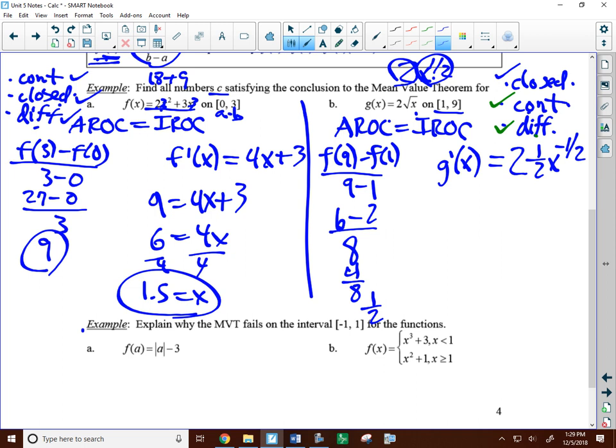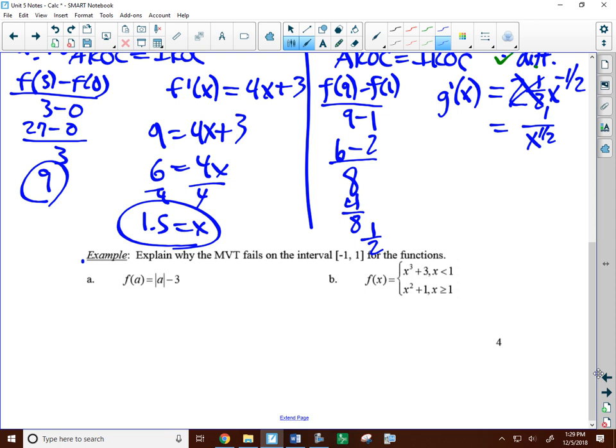That's fine. Like this. 2 times a half is 1. Anyways, I'm just left with it. I'm going to change it back to a positive exponent. 1. There's still 1 left in the numerator over x to the half. I'm going to do one more thing. Let's make it square root of x, because x to the 1/2 is really square root of x.